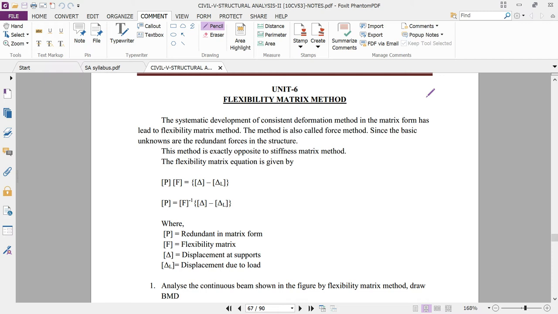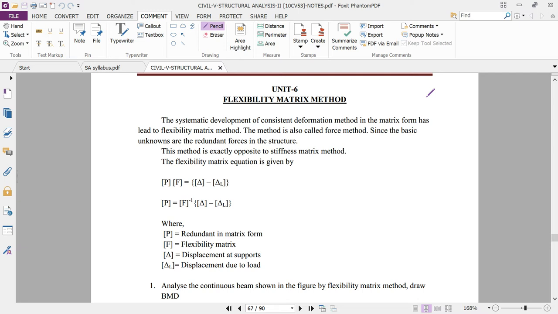Whatever unknowns you are going to calculate in a particular indeterminate structure, suppose theta, moments, or reactions, whatever unknowns you find in your indeterminate beams, at that position you have to replace the unknown with a redundant force, and considering that redundant, you have to solve using the conditions of equilibrium to get the final output. Okay, this method is exactly opposite to the stiffness matrix method.